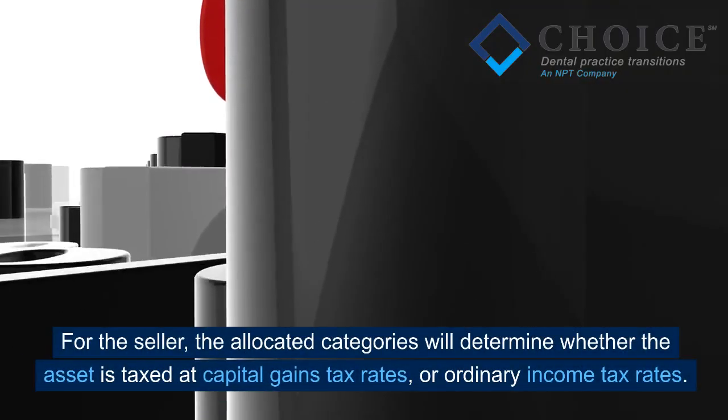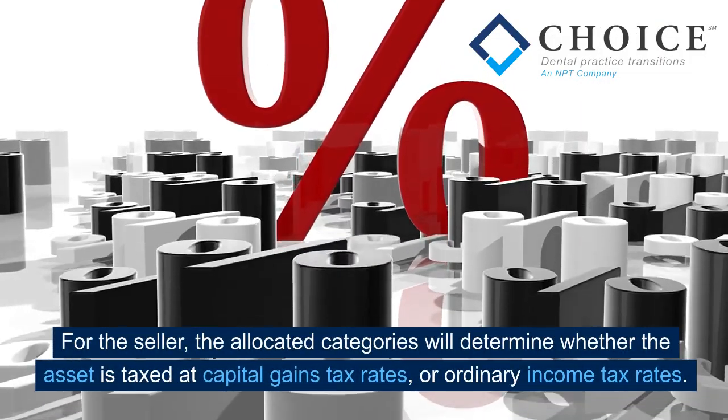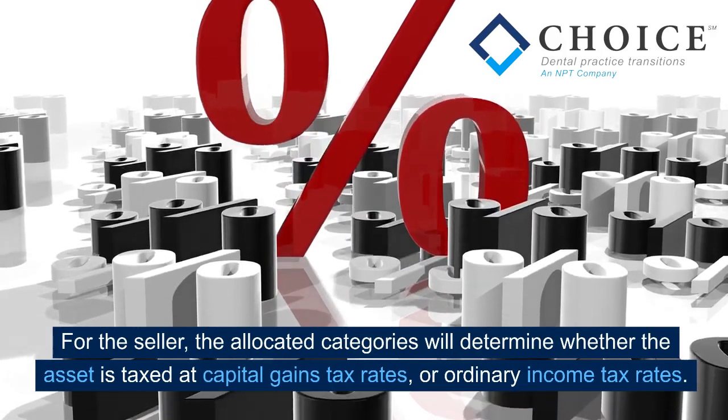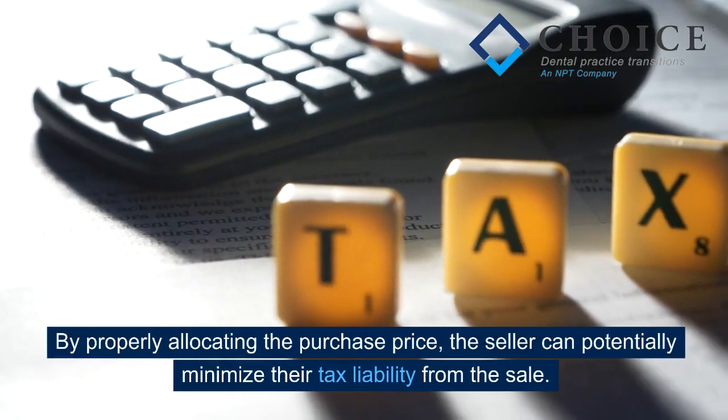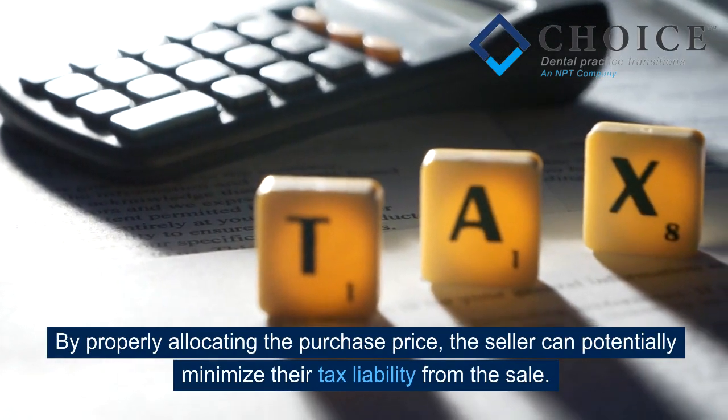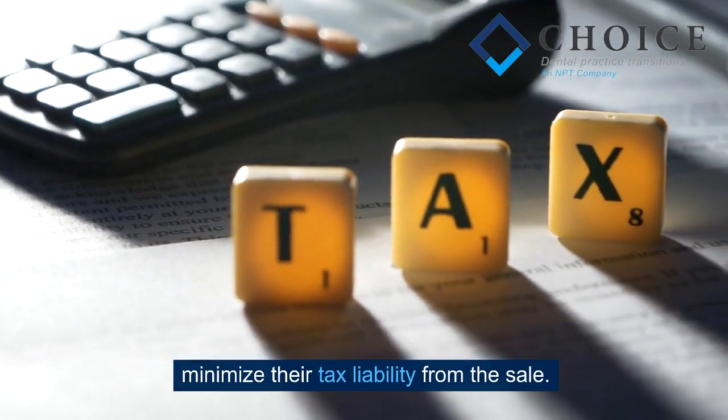For the seller, the allocated categories will determine whether the asset is taxed at capital gains tax rates or ordinary income tax rates. By properly allocating the purchase price, the seller can potentially minimize their tax liability from the sale.